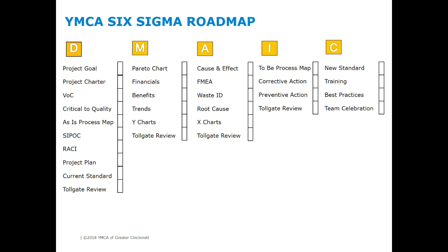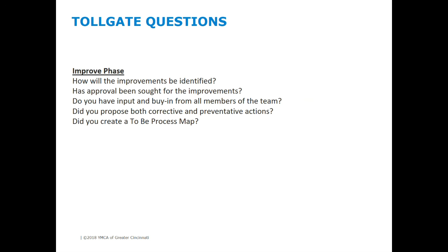One of the primary outputs of the improve phase is the 2B process map. This is a map of the process in its improved state and how it should be performed after changes have been made. Corrective actions should be taken to right past failures, and preventive actions will keep future failures from occurring. At the end of your improve phase, you should be able to answer these questions. Take a moment to read and think about what they might mean for your project.